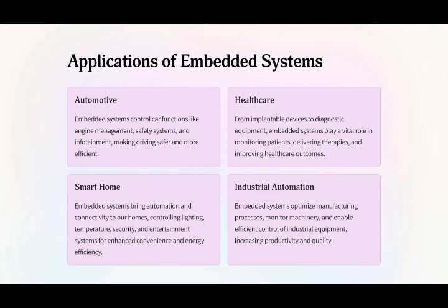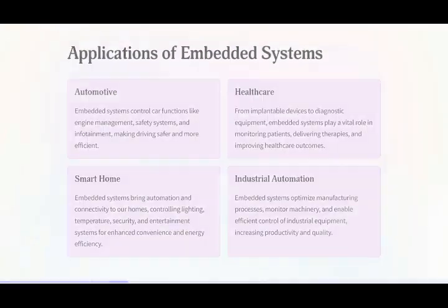In home automation, the embedded system brings automation and connectivity to our homes. Like we already see the controlling of lighting and temperature. Also ensure the security in our home. Finally, in industrial automation, we can optimize the process. Like we can monitor the machineries, how old the machinery is, how the functionalities of the machineries can be measured, so that we can increase our productivity and quality as well.